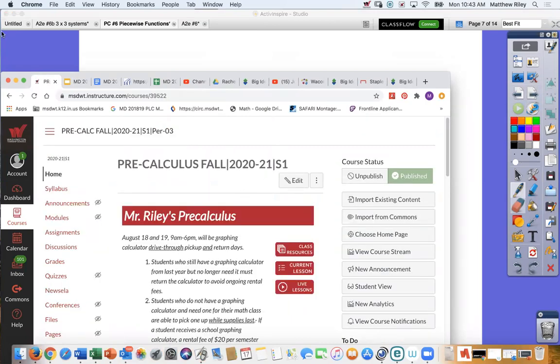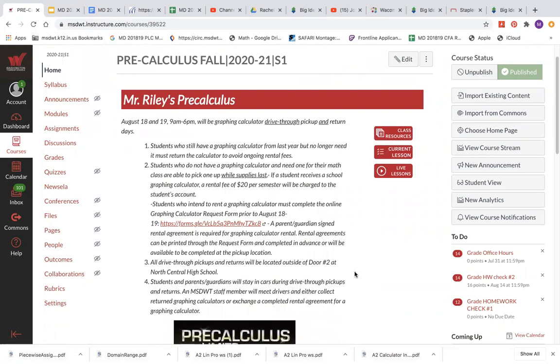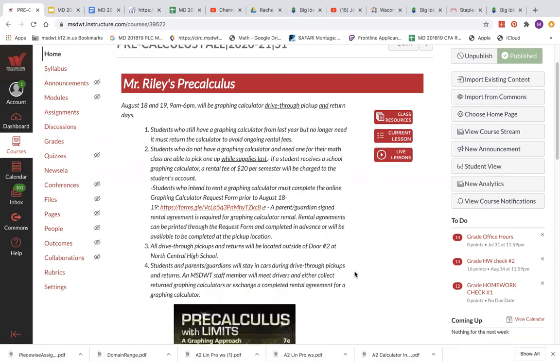Your home page looks a little different today, and by the way, it's going to look even more different tomorrow. I'm going to leave this up here for today, but if you still need a graphing calculator, please, please, please take the time and read this. So we are having a pickup outside of door number 2 at the high school tomorrow, and I believe it's between 9 a.m. and 6 p.m. It's written on there somewhere.